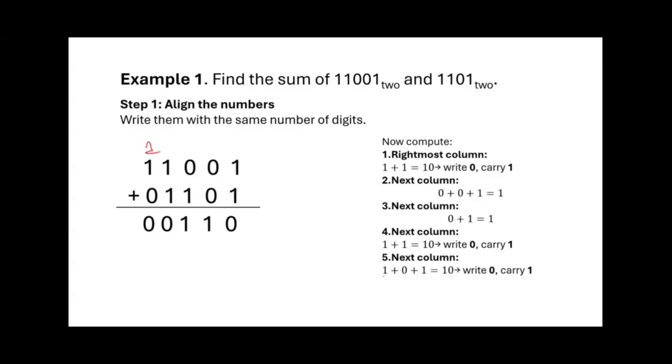I put them in maybe a weird order here, but it is the 1 that I carry, the 1 below, and the 0. So you have 1 plus 1 plus 0, and that actually gives you, again, 2, which in binary is 1, 0.